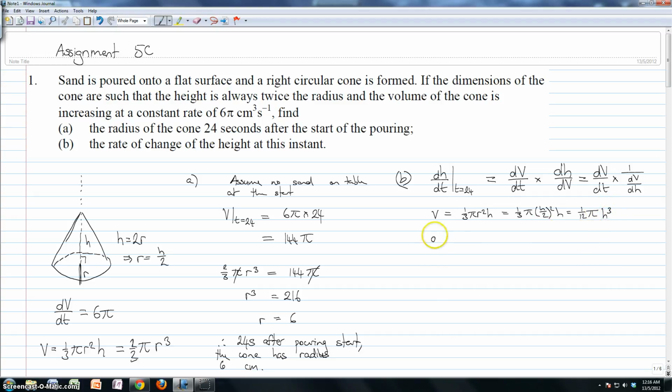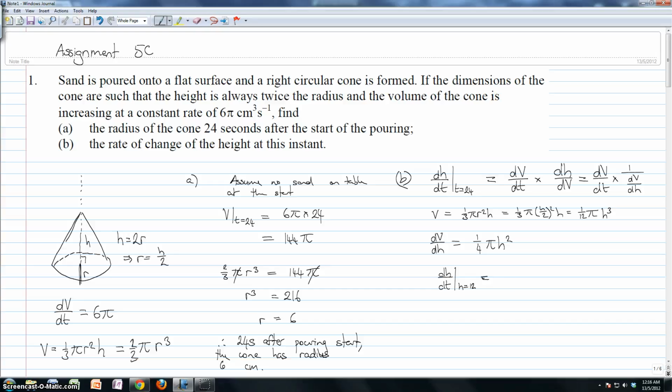So dv by dh, differentiating this expression, what do I get? I'm going to get 1 over 4 pi h squared. So the rate of change of height with respect to time, when time is 24, the radius is 6, so therefore my height is going to be 12, right? Because height is twice the radius, which is what we were told over here.